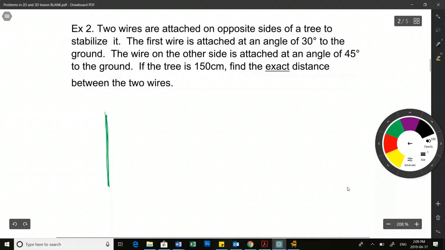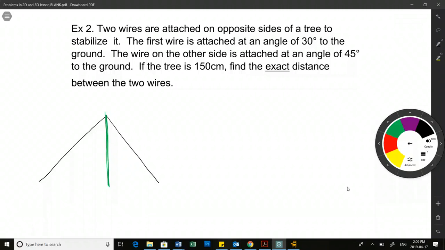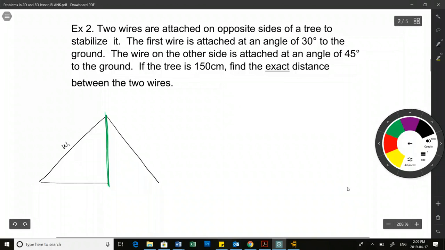So stabilize and stabilize. And the first wire, we can call this wire number 1, is attached at an angle of 30 degrees to the ground. So the ground and the wire make an angle of 30 degrees. The wire on the other side, let's call that wire number 2, is attached at an angle of 45. So that's between the wire and the ground.